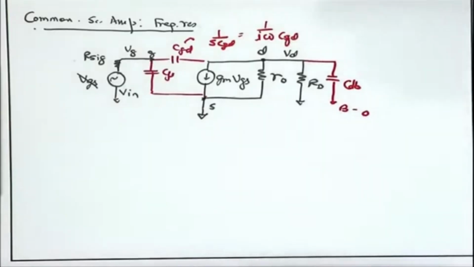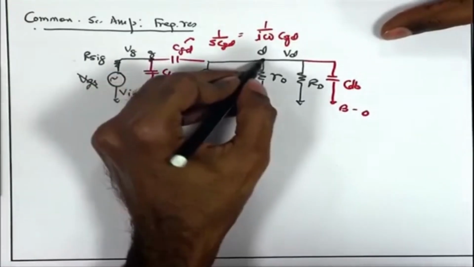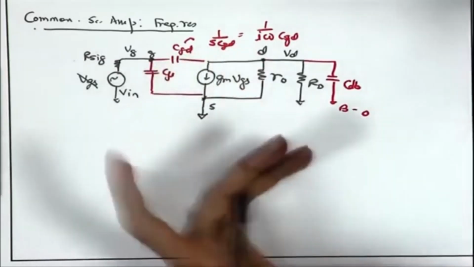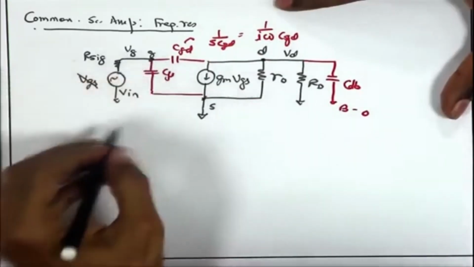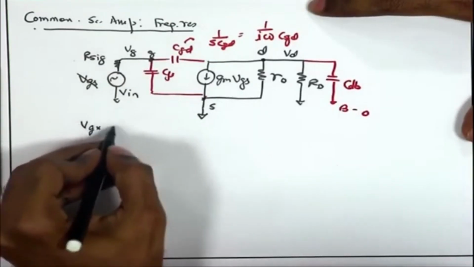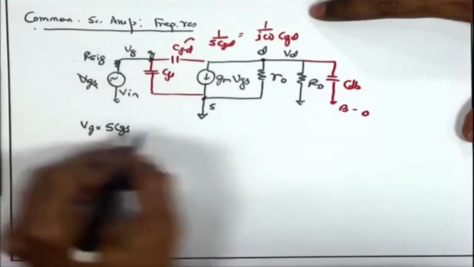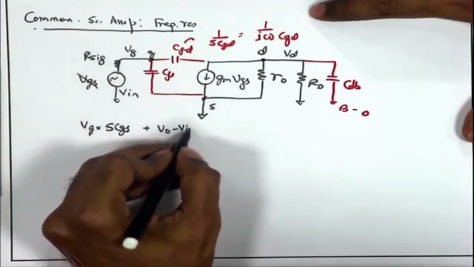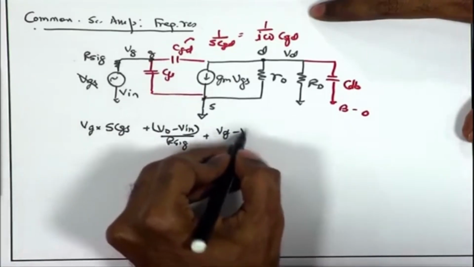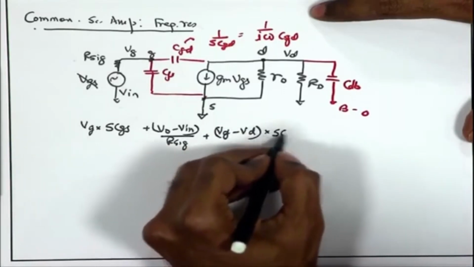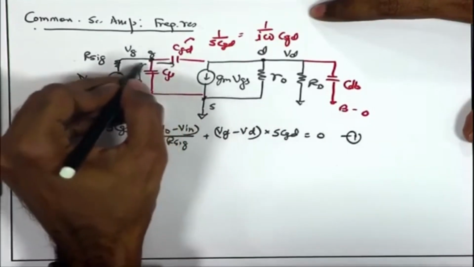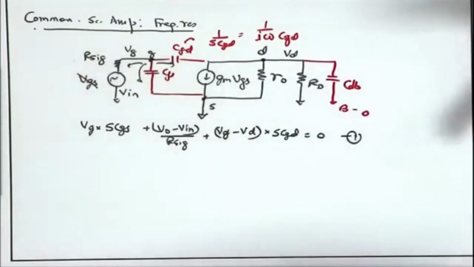I can proceed with common analysis. I can write down the KCL at this node and the second node. I can solve those in terms of these complex impedances, and I can get an overall transfer function. For example, at this node, the KCL expression is: Vg times SCGS plus (Vg minus Vin) upon R signal plus (Vg minus Vd) times SCGD equal to 0. This is the overall KCL, the currents going out of this node through these 3 branches summed equal to 0.